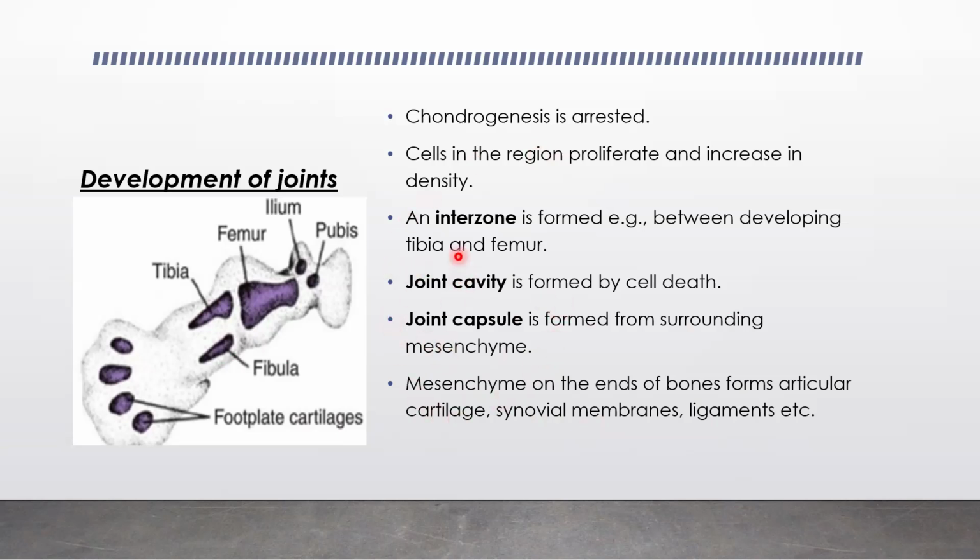So you have arrest of chondrogenesis, then the cells around those bones will proliferate and increase in density, creating an interzone. Then the cells in the interzone will undergo apoptosis, forming a joint cavity. Then the mesenchyme surrounding this joint cavity will form the joint capsule. Then the mesenchyme on the ends of the long bones will form the articular cartilage, synovial membranes, and the ligaments of various joints.